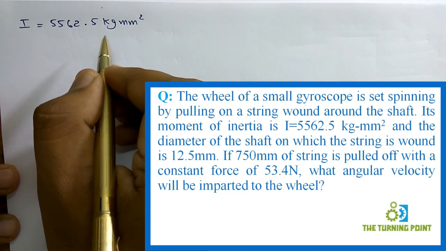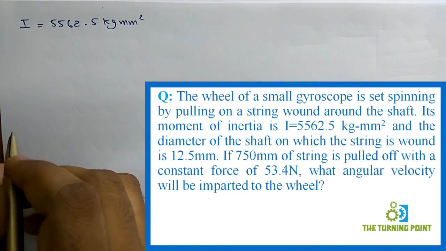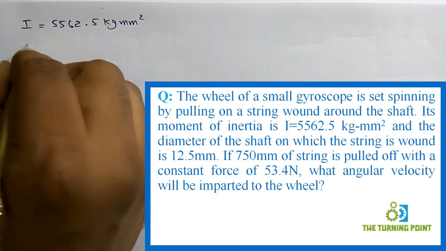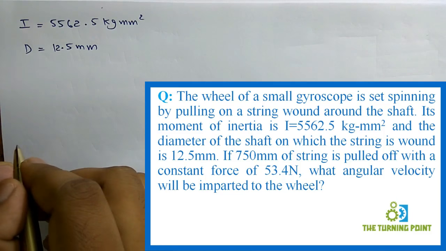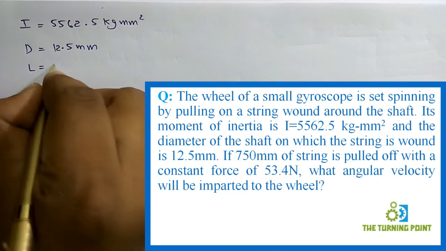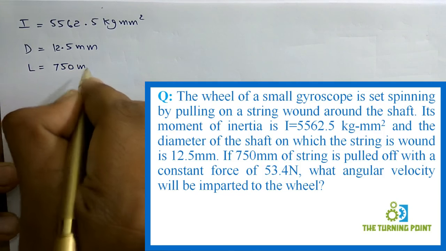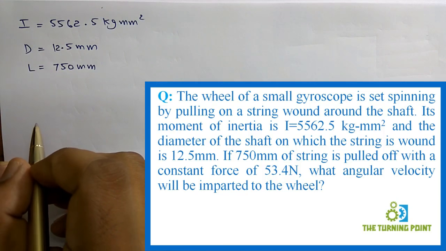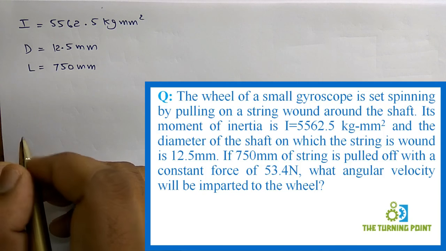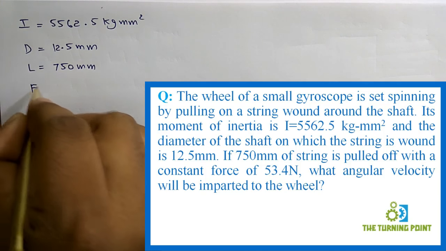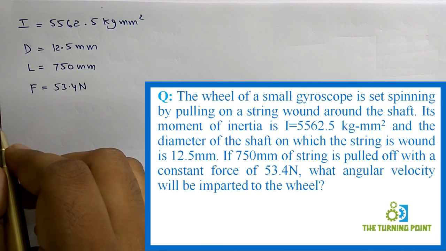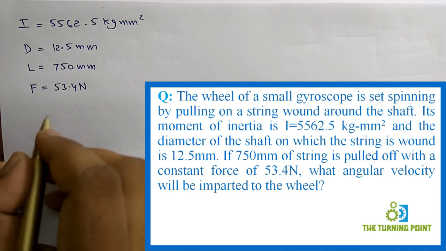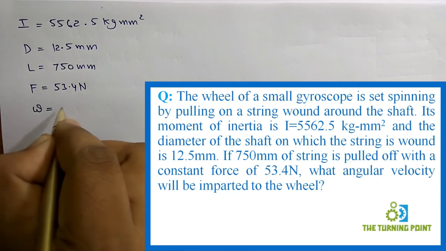And the diameter of the shaft on which the string is wound is 12.5 mm. So diameter is given as 12.5 mm. If 750 mm of the string is pulled off, the length of the string pulled is 750 mm. Let us denote it with L. With a constant force of 53.4 newtons, and the force value is also given as 53.4 newtons. What angular velocity will be imparted to the wheel? Angular velocity omega you need to calculate.